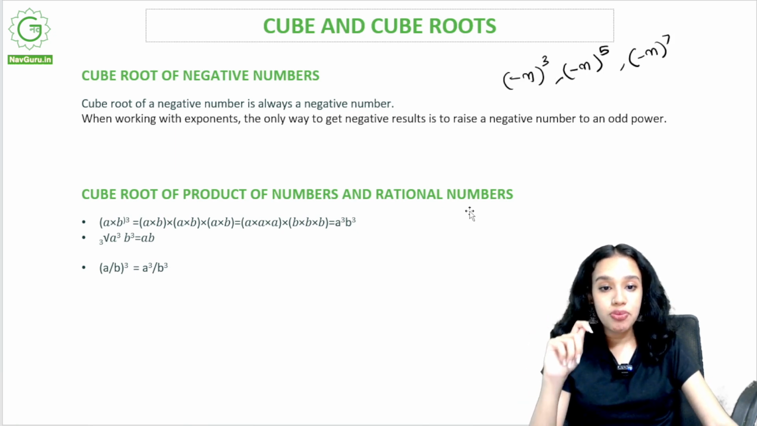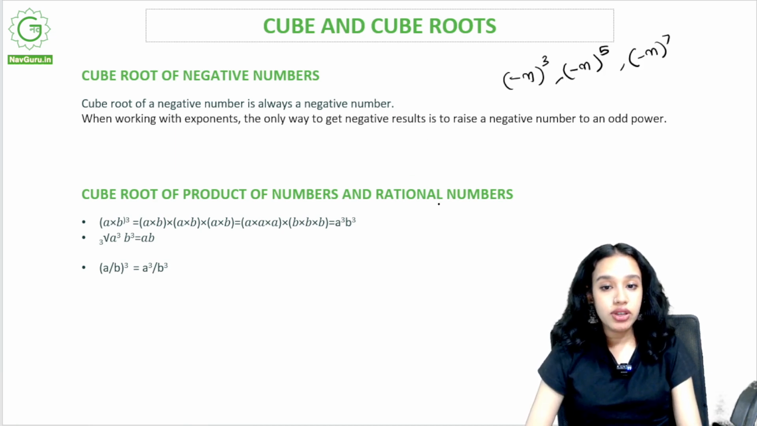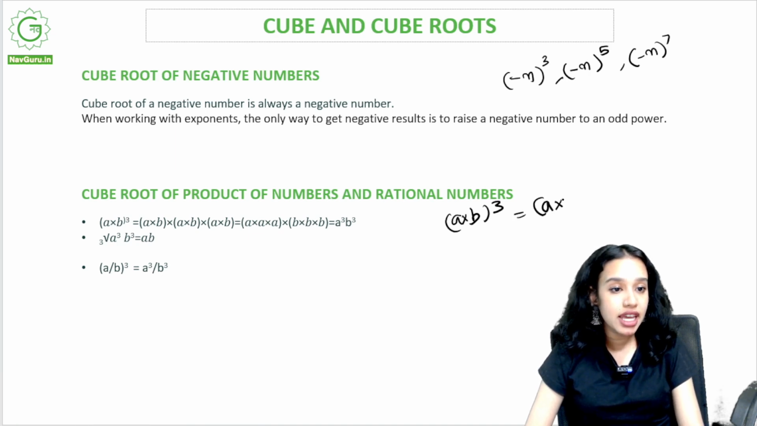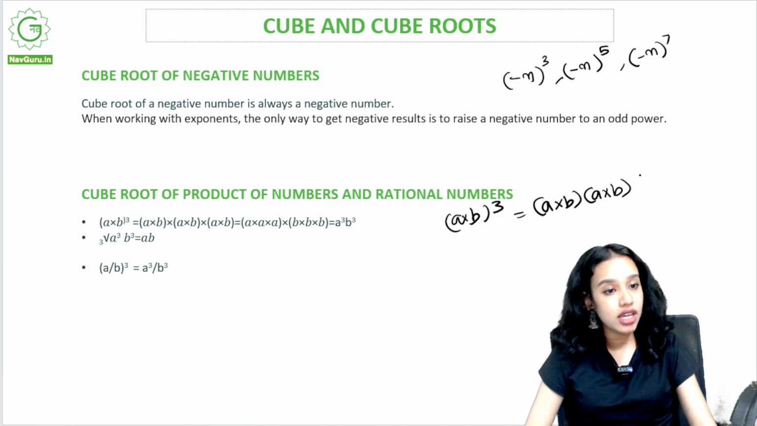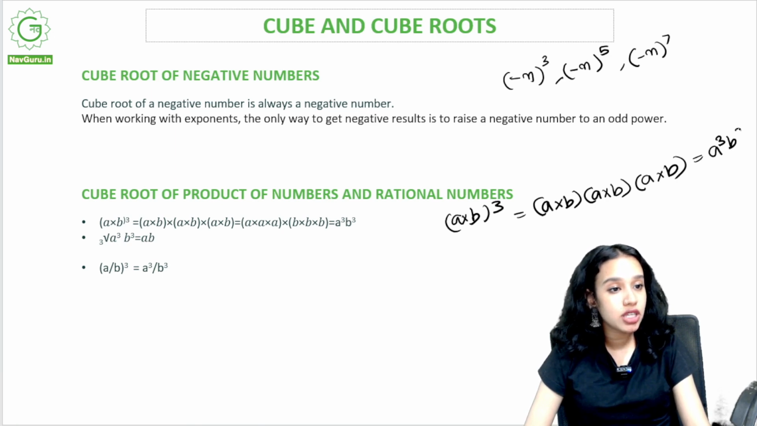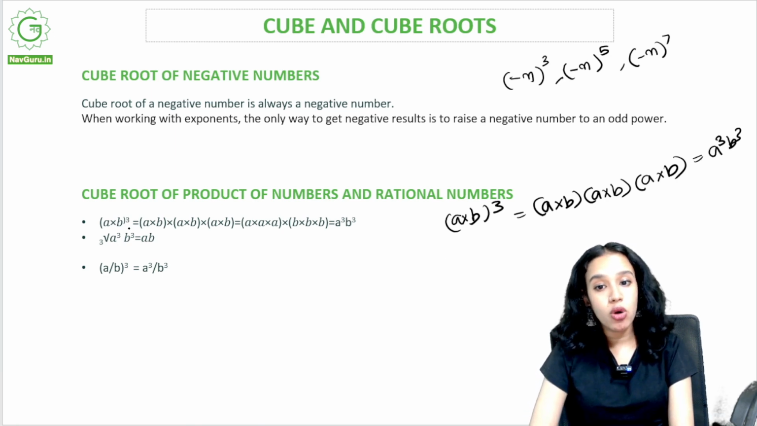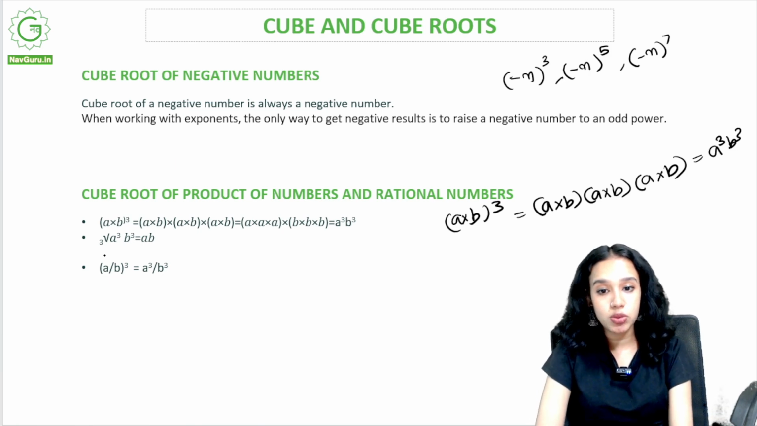Now, cube root of product of numbers and rational numbers. Now, how do we find a into b, the whole cube? What does it mean? We are multiplying a into b 3 times. So we have a into b into a into b into a into b. This is actually a cube into b cube. So a into b the whole cube is equal to a cube into b cube.